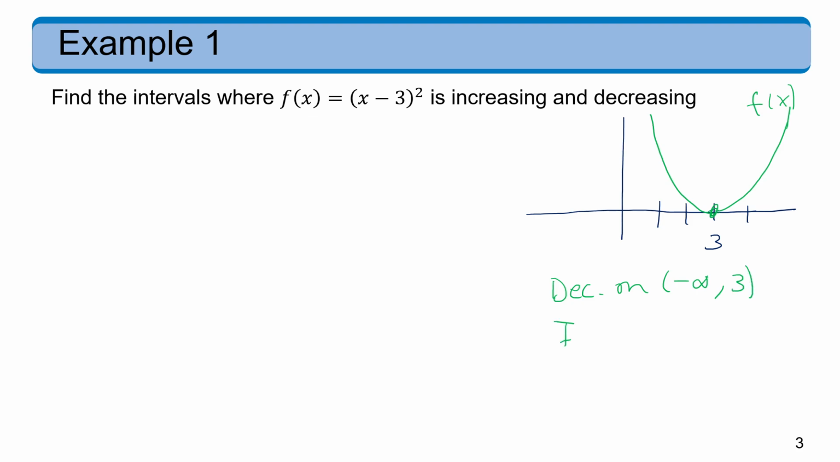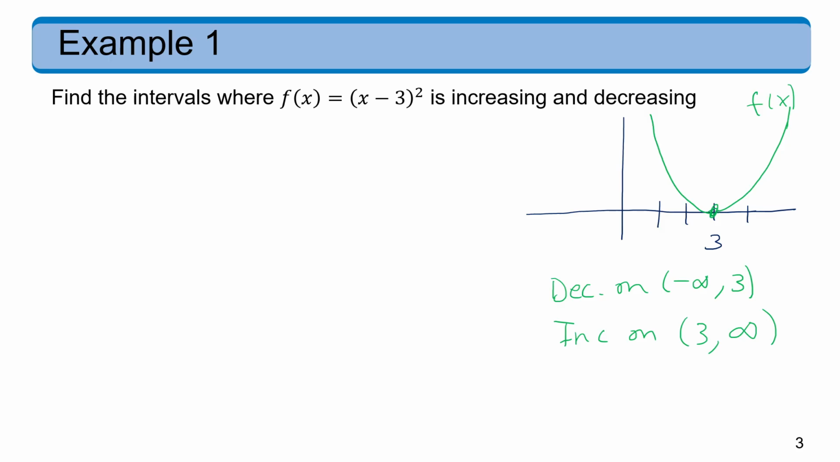And then the increasing piece is everything to the right of 3, right? That's the x interval corresponding to the increasing part. So that would go from 3 on the left to infinity on the right. Right, so we already know the answer, but let's see if we can use the derivative concept that we were just talking about to arrive at the same answer.